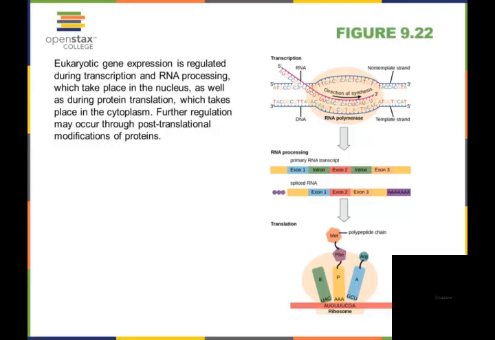In eukaryotic gene expression, it's regulated during transcription and RNA processing, which take place in the nucleus, and then as well during protein translation, which will occur in the cytoplasm. There are many steps for regulation to occur. You can also have post-translational modifications. So you can regulate things when you are making your mRNA in transcription. We have regulation and processing here where you're going to make your primary RNA transcript into your final mRNA. And then we can have regulation steps down here during translation.